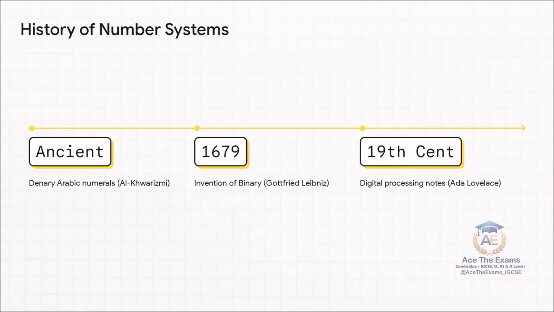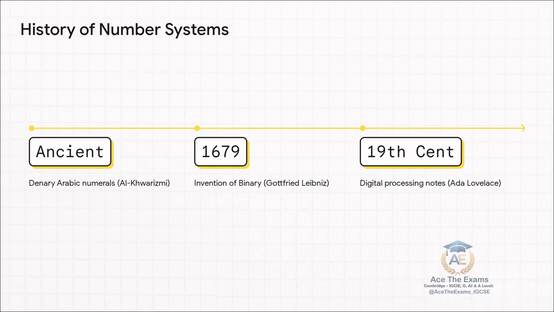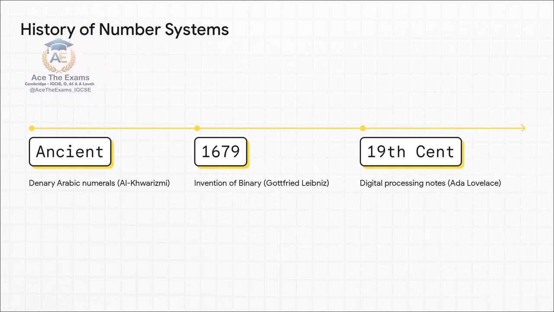To truly appreciate this shift, you kind of have to look at the history. Our normal 10-state denary system actually comes from ancient Arabic mathematicians like Al-Khwarizmi. But it wasn't until Gottfried Leibniz back in 1679 and then Ada Lovelace much later in the 19th century that the real power of the 2-state binary system for digital processing was unlocked. They realized that logical true and false statements could map perfectly to mathematical ones and zeros, a real game changer.